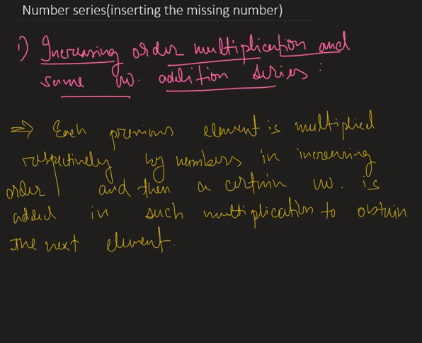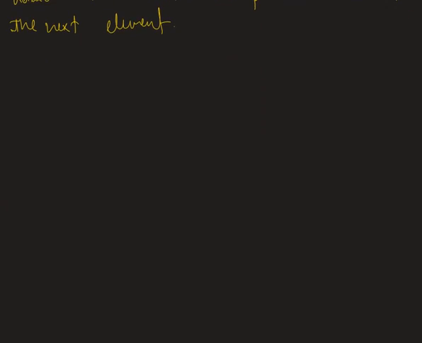Now we try to understand this concept with an example. So let's get started with this example. Suppose we are given a series that is 3, 6, 15, 48, 195, and we need to find the last digit of this series.